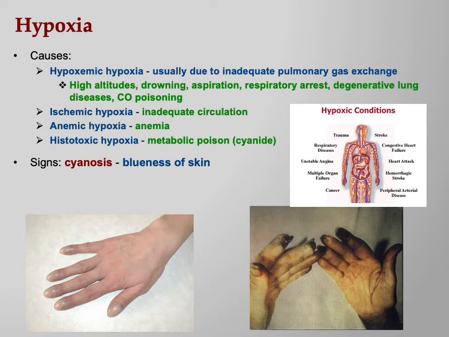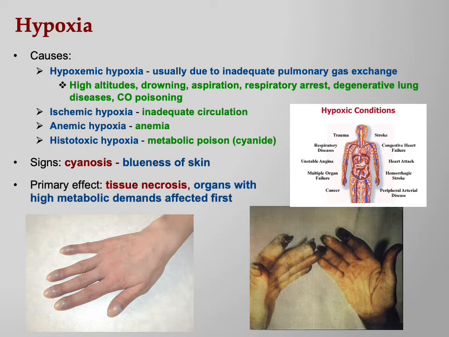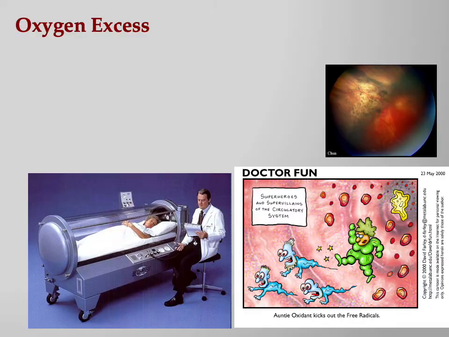And that's the time when people start sprinting down hallways and alarms go off, because a baby whose face is turning blue is a baby who is in serious, serious trouble. Primary effect, tissue necrosis. Organs with high metabolic demands affected first. So who needs tons of oxygen? Yeah, like your heart, your brain. And then tissues dying, of course. But hypoxia is an extremely serious condition. If you're not getting enough oxygen, you're going to die. So you have to solve that problem immediately.